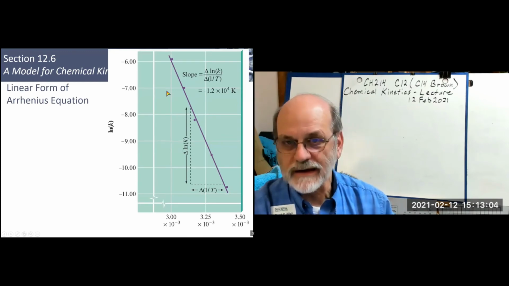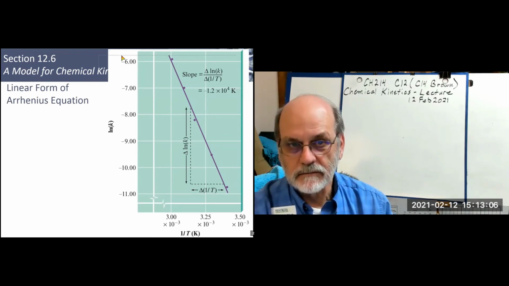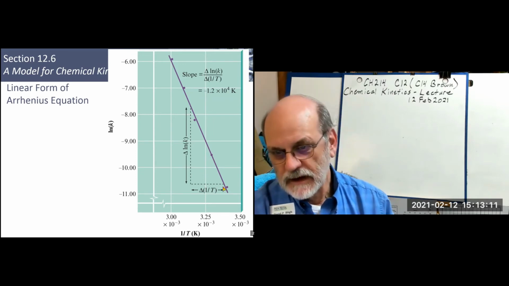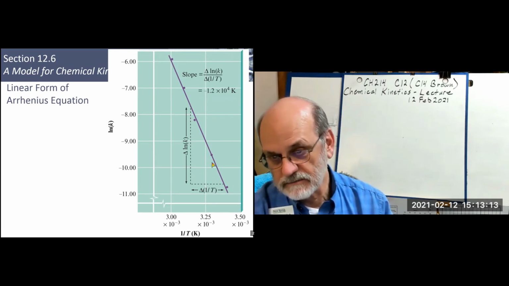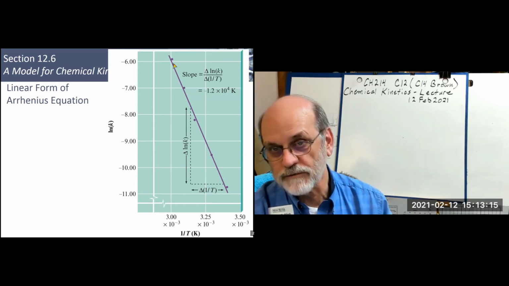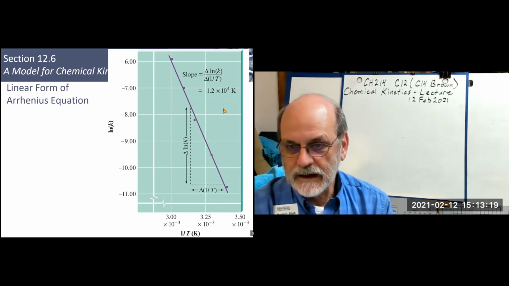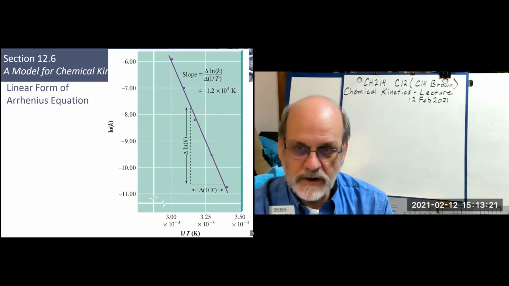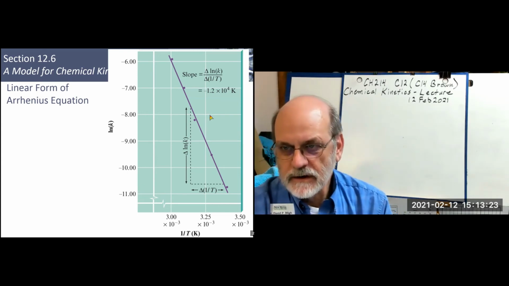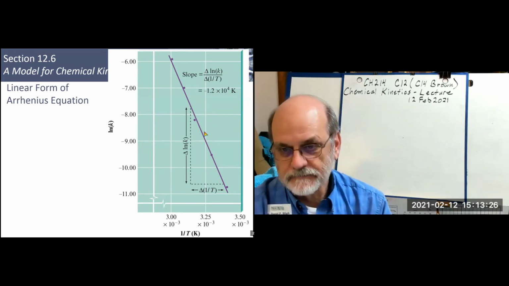This is what it would look like. Right, if you plot those, these are several temperatures actually, right? 1, 2, 3, 4, 5, 5 temperatures, which is better because you get an average, a best fit line.